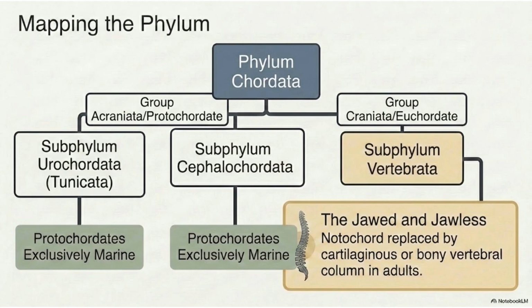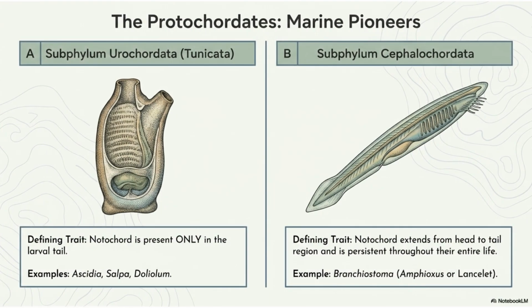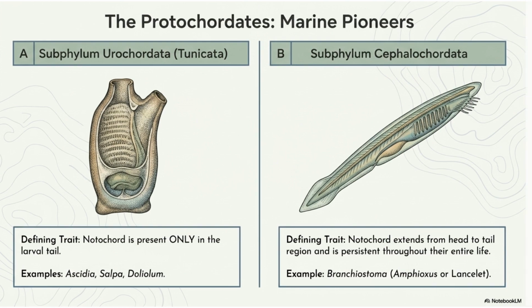Protochordates include subphylum Urochordata and Cephalochordata, which are exclusively marine, whereas Craniata includes subphylum Vertebrata, having jawed, gnathostome, and jawless, agnathostome animals. Urochordata, or Tunicata, have a notochord only in the larval tail. Examples include Ascidia. Cephalochordata, like Branchiostoma, have a notochord extending from head to tail that persists throughout their life.